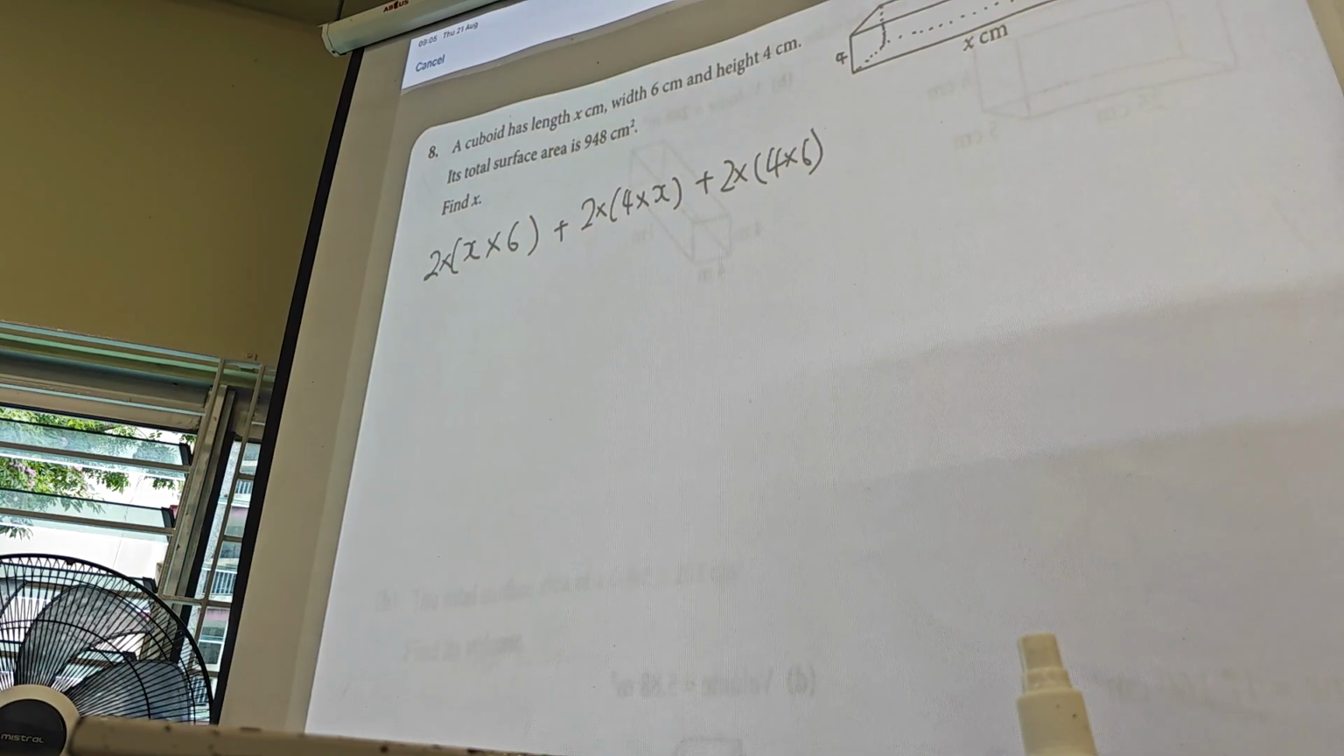Okay, so simplify. 6 times x is 6x. 6x times 2. So 2 times.